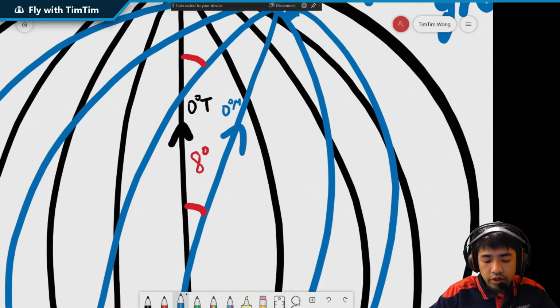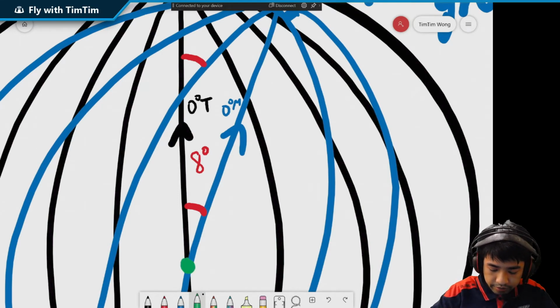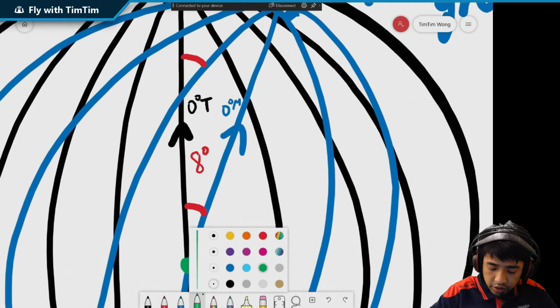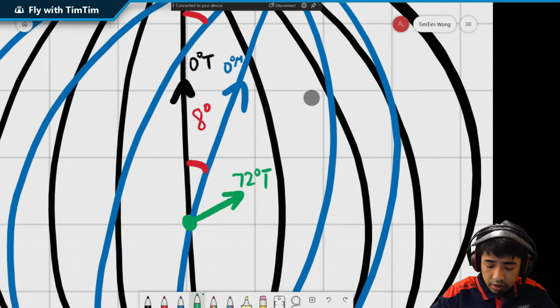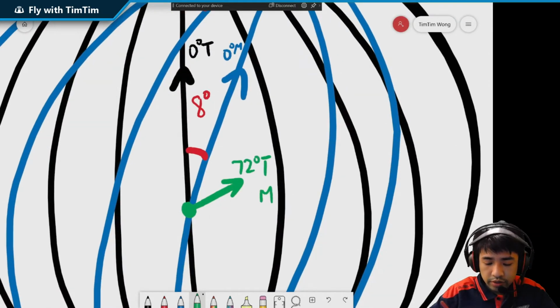How do we convert a true heading to a magnetic heading? For example, here is 72 degrees true. What is the magnetic equivalent? If you look at how the black lines go to the blue lines, and if you're good at math, it'll be obvious that you need to subtract 8 degrees from 72 degrees, which gives you 64 degrees magnetic.